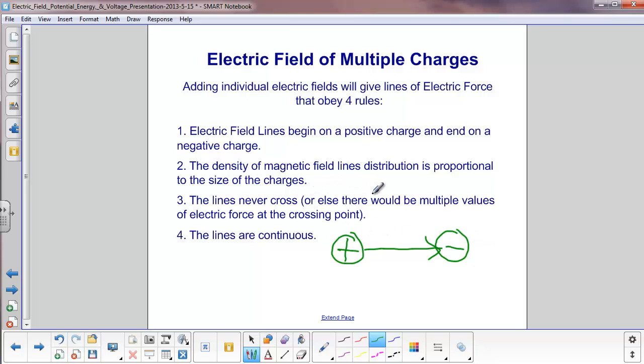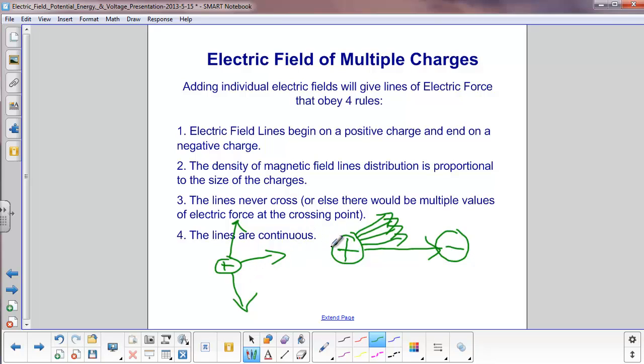The density of the electric field line distribution is proportional to the size of the charges. So if I have a real large charge here, we will draw a lot of electric field lines from it, and this would continue around the whole side. If we had a smaller charge, maybe we'd only draw a couple of electric field lines. That shows that this charge here is much greater than this charge.